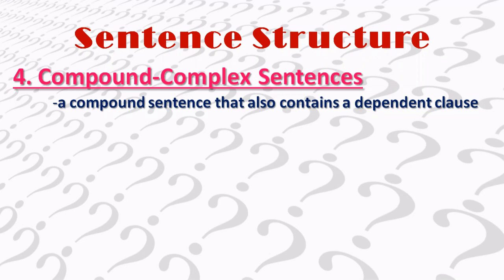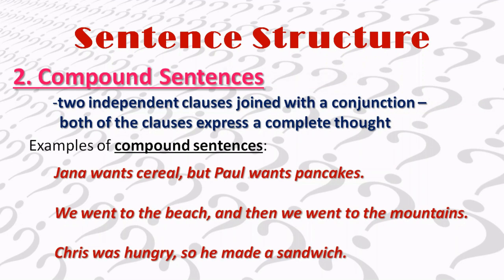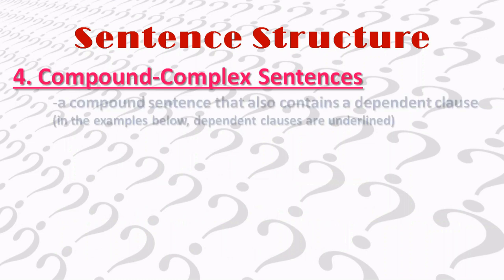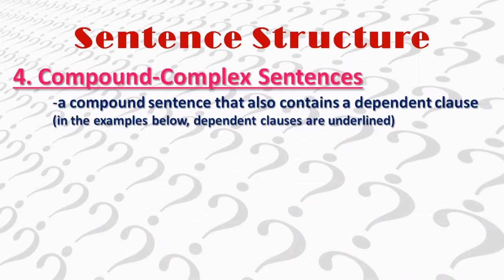Now, we looked at compound sentences just a moment ago. Jana wants cereal, but Paul wants pancakes. So that's two independent clauses joined together with a conjunction. So for compound complex, we have one of those plus a dependent clause. Let's have a look at these examples.